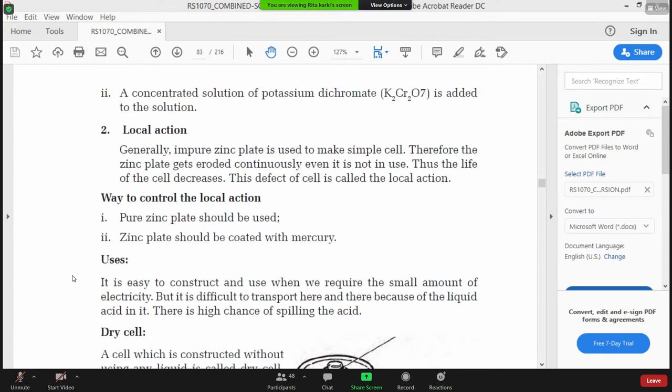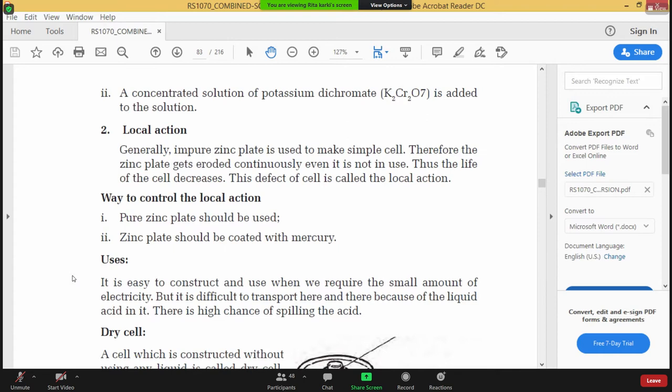To control the local action, we can simply use zinc plates that are made up of pure zinc, the zinc that does not contain any impurities of copper or any impurities of iron. So this type of pure zinc plate can be used to control the local action.